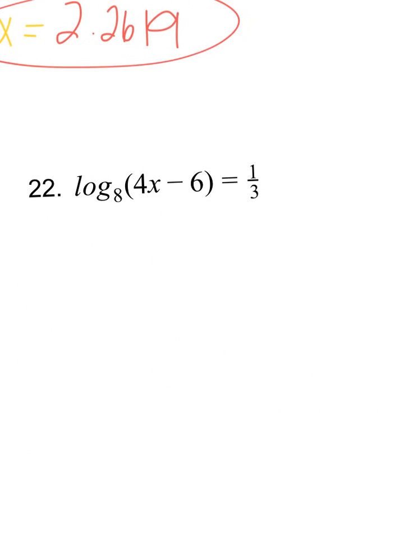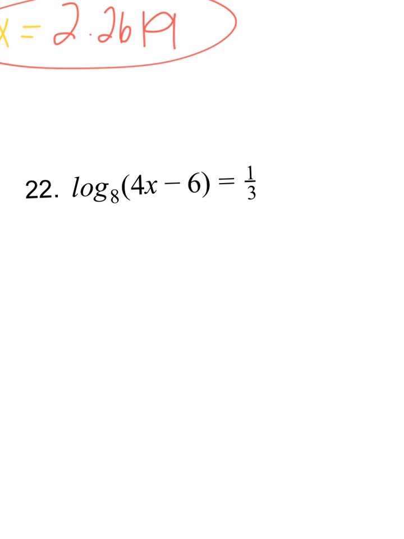22. This one's already got the base there, so I don't need to make it up. Even though I didn't make it up, we just knew it. So 8 to the exponent of 1/3 equals 4x minus 6. So 8 to the 1/3 equals 4x minus 6.